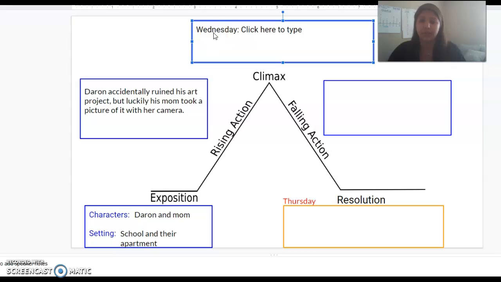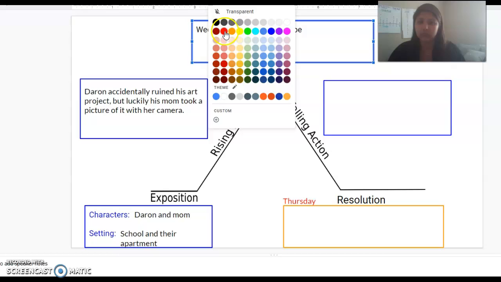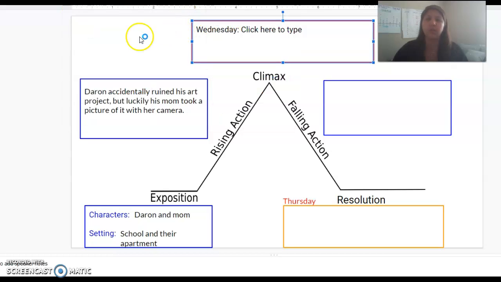Oh, that's not it. Let's see. That's a highlighted color. Oh, here it is. You're only doing this red, beautiful box today for your assignment. Okay? You're telling me the climax. What happened after the mom took a picture? What was the other problem that happened, okay? So you're going to put that there. That's the first thing you're going to do after you watch this video.